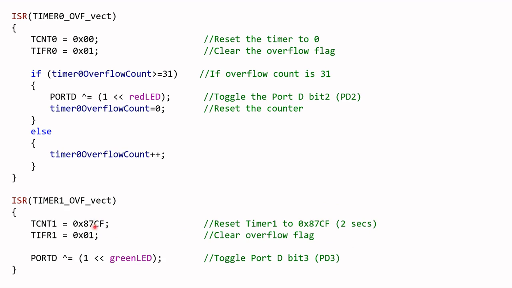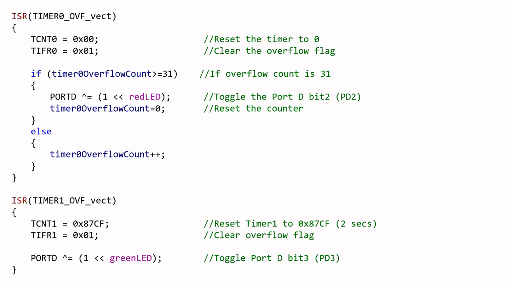Again, this calculation was done in the early part of the video, and here is to clear the overflow flag as before. And here this will invert an LED. So if it's a 1, we will turn it to a 0. If it's a 0, we turn it to a 1.